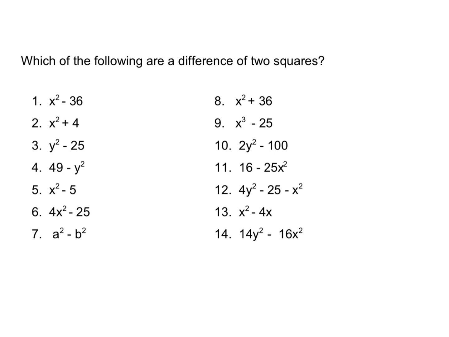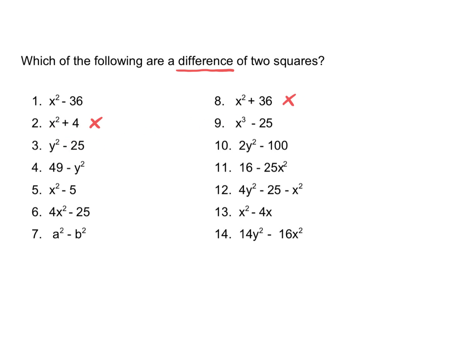So we'll look through these quickly. The first thing I'm going to focus in on is the word difference. Now difference means we're taking away one term from the other. So any that have an addition sign in the middle can't be a difference of two squares. So number 2 and number 8 are both out because they both have a plus in the middle. They're a sum of terms rather than a difference of terms.